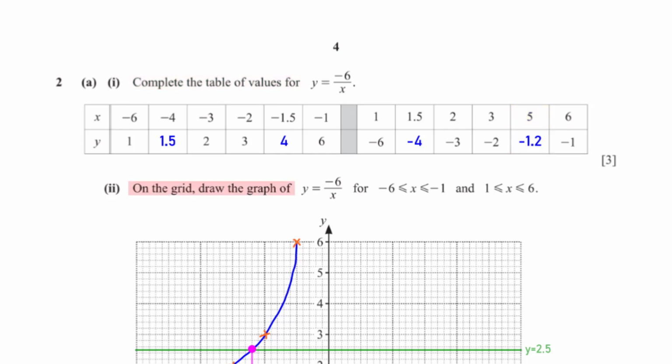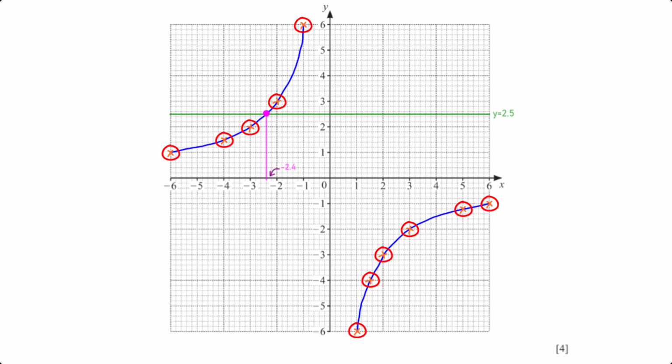On the grid, draw the graph of y equals -6/x for x greater than or equal to -6 and less than or equal to -1, and x greater than or equal to 1 and less than or equal to 6. On the grid, we plot all the points in the table and connect the points with a smooth line.